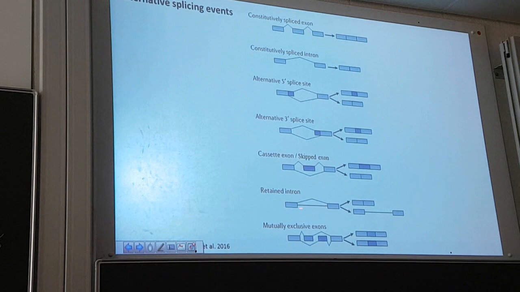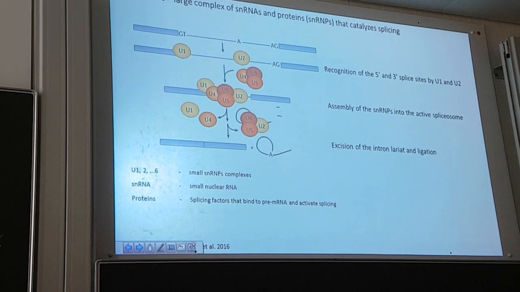And retained intron is when an intron actually ends up in the final transcript and then the protein. And mutually exclusive exons is when you get one exon out of the two. Now because of this, you're not going to see any of the references.